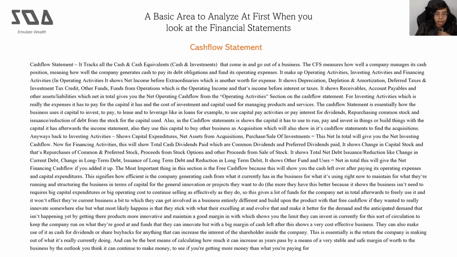What most likely tends to happen with this free cash flow is that they just stick with what they're excelling at in their products and evolve that product and make it better for the demand and the anticipated demand that isn't happening yet, by making their product more innovative and maintaining a good margin, which shows you the limits they can invest in currently to keep the company running on what they're good at and the funds that they can innovate with. But with a big margin of cash left after this, it shows you a very cost-effective business, essentially, if they have a lot of free cash flow.